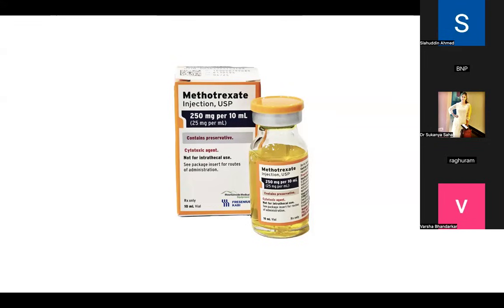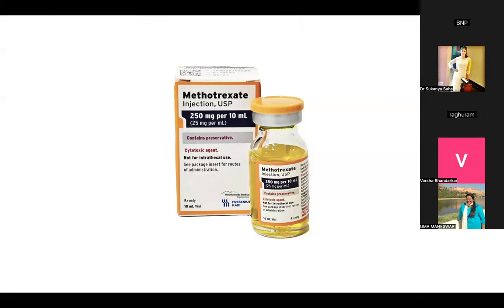So when you come to drugs, it is the most important part of your grand viva. Most examiners allow you to select the drug. So study the common ones very thoroughly. You can't study every drug out there, obviously. Study the common ones very thoroughly.